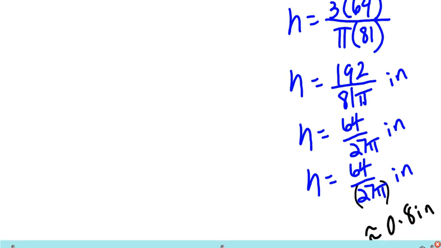So if I do that, that's approximately 0.8 inches for the height of the cone that has a volume of 64 cubic inches and a radius of 9 inches.